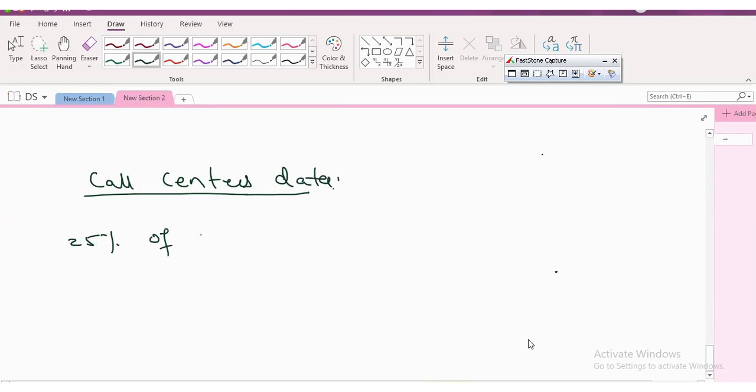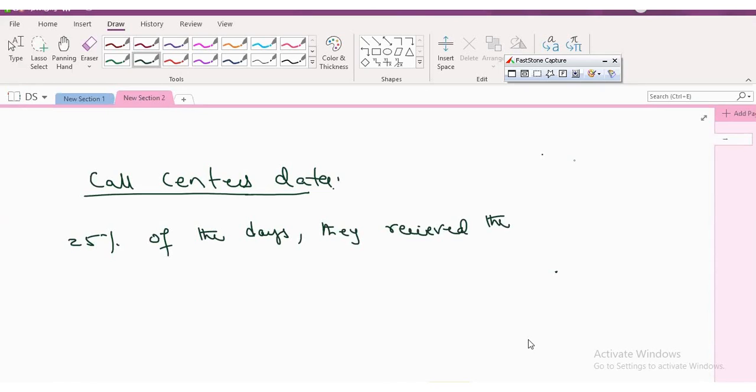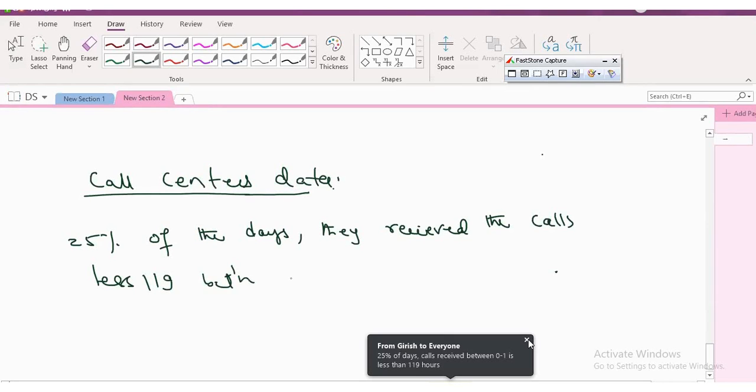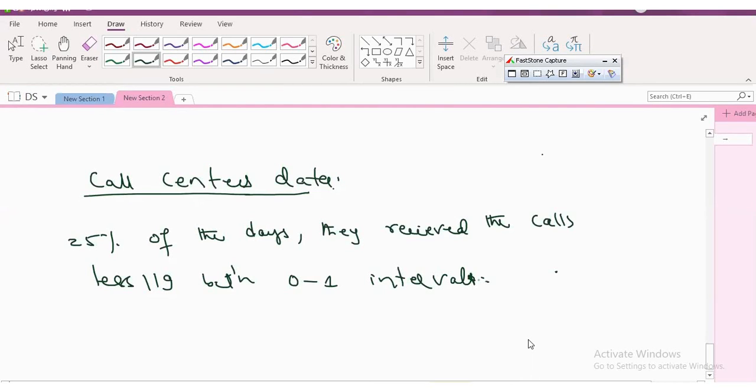25% of the days they received the calls less than 119, between 0 to 1 interval. Agreed or not? Any question?